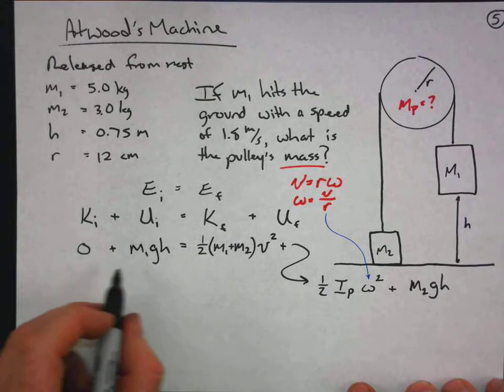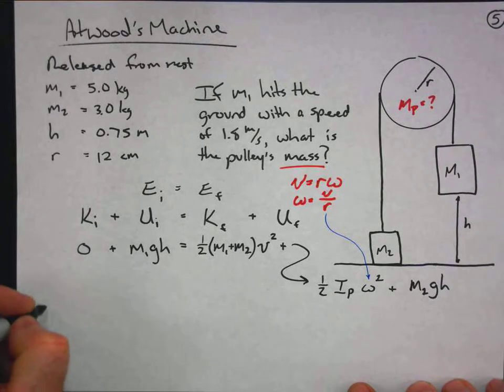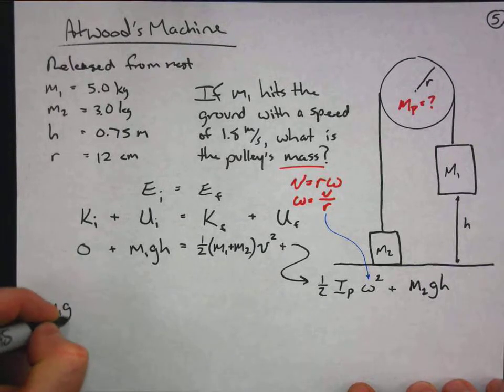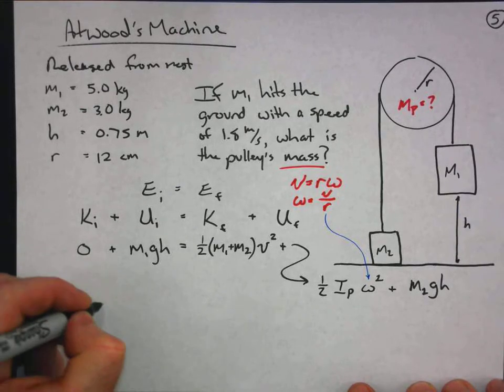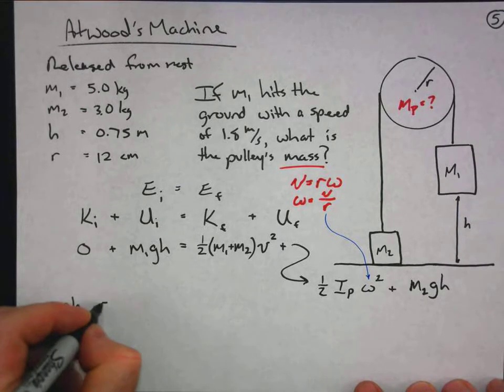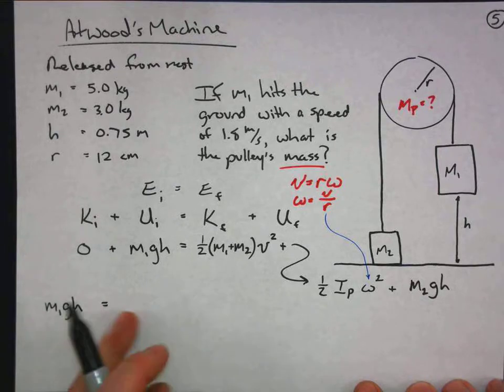So here we go. Don't have to rewrite the 0. I'm going to write M1 g h, and my equal sign is going to be way over here on the left, and I'm just going to try to line everything up here.